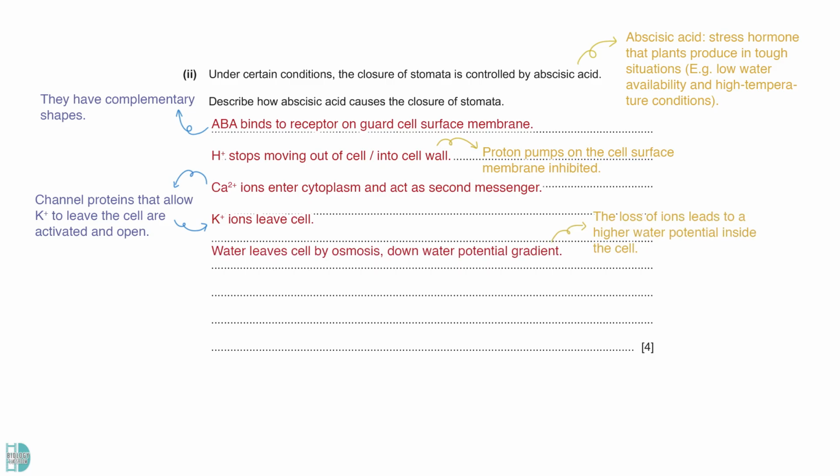The loss of ions leads to a higher water potential inside the cell. Water leaves the cell by osmosis down the water potential gradient. The cells become less turgid or become flaccid. Guard cells shrink, causing the stomata to close.